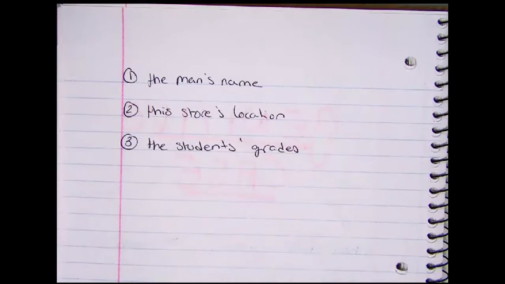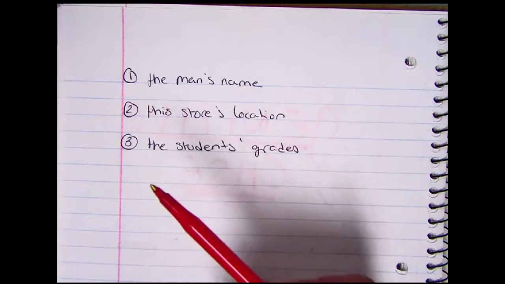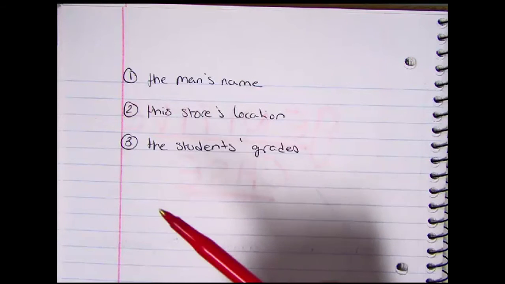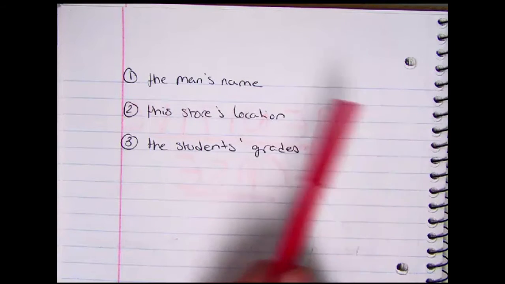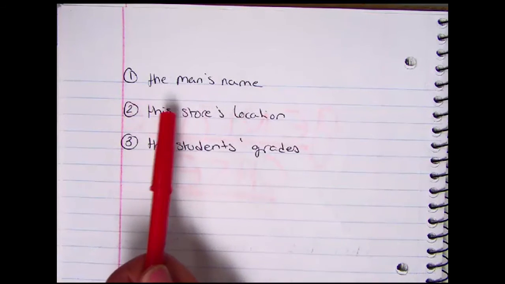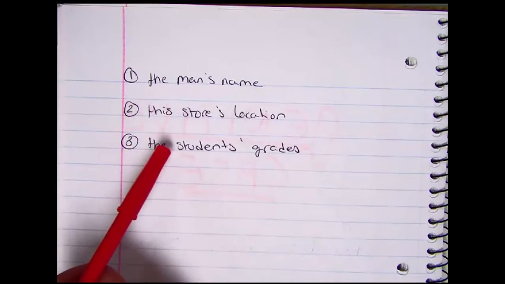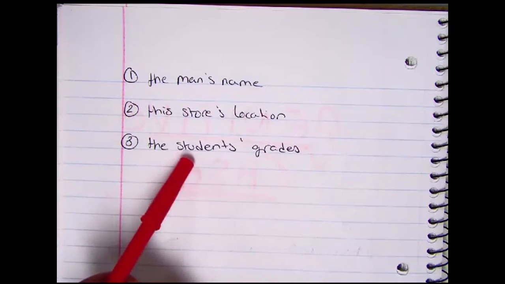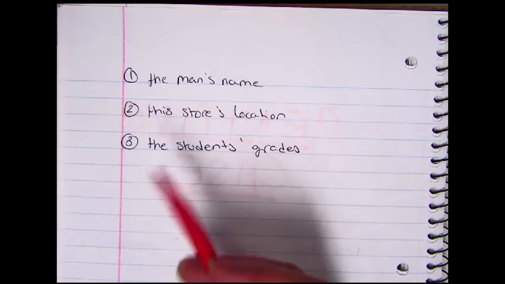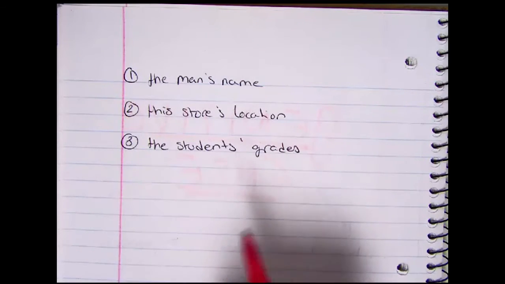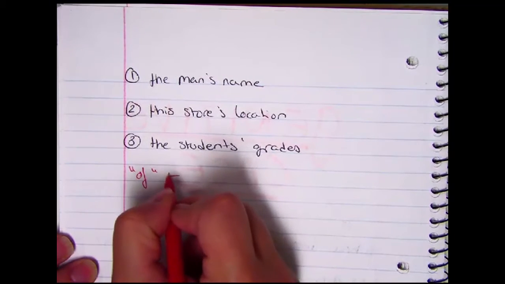Now, one of the things I'm going to point out to you is all of these we have another way of saying in English as well that sounds maybe a little bit more formal. That's the way we're saying them in English, of course. So the name of the man, the location of the store, and then the grades of the students. So all of these we can say just like we do in German because none of these are using names. So that's one thing to remember, is think of the of.